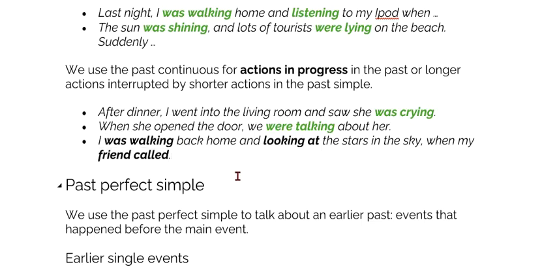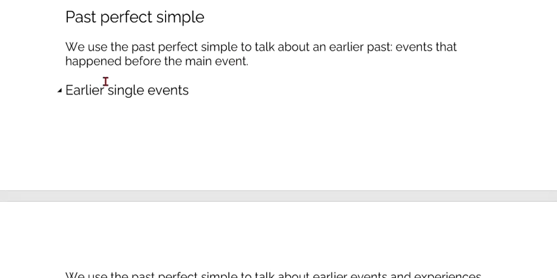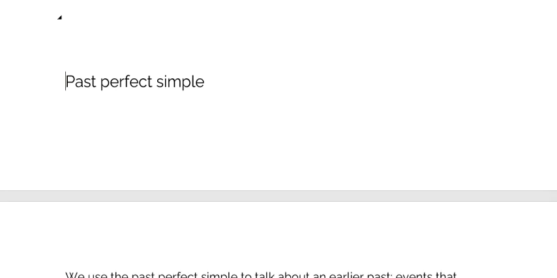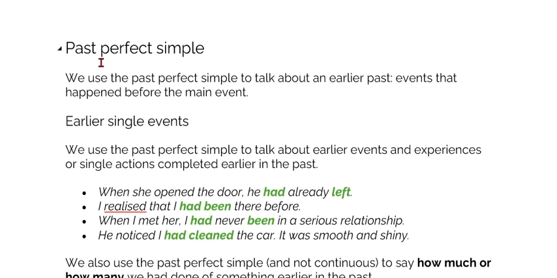Okay, let's move on. The next verb tense that we can use is past perfect simple. Past perfect simple can be used in storytelling, especially when we want to flash back in our story, when we want to refer to something that happened before another event in the past. Flashback. Let me just read this part first. We use the past perfect simple to talk about an earlier past event. Flashback, an earlier past event that happened before the main event.